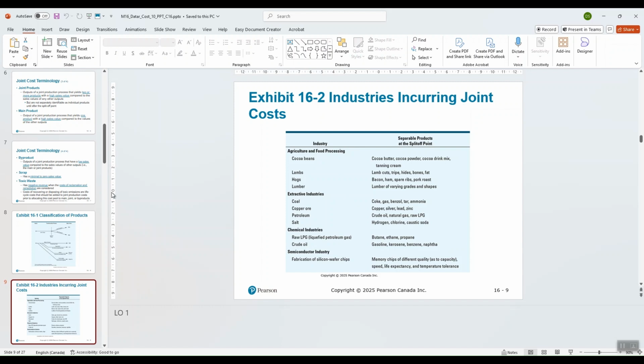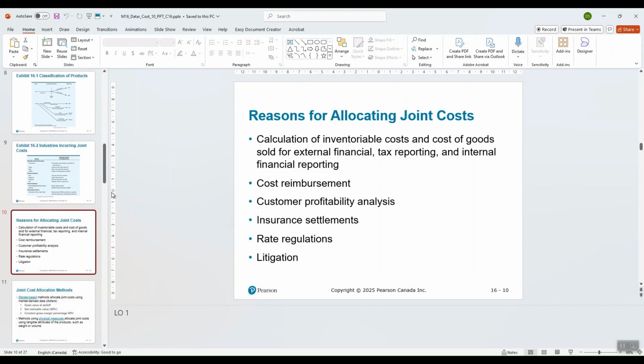So, not so important, but again, it's important for you to know what kind of industries may come in when it comes to joint costs. So it's a good question as well, where I give you an example, then tell me which one is considered a joint cost industry.